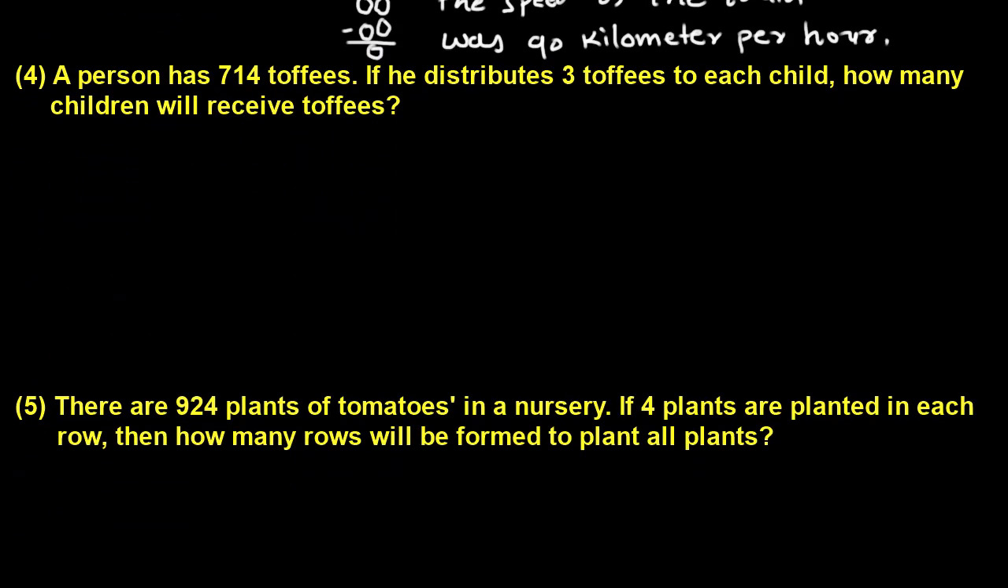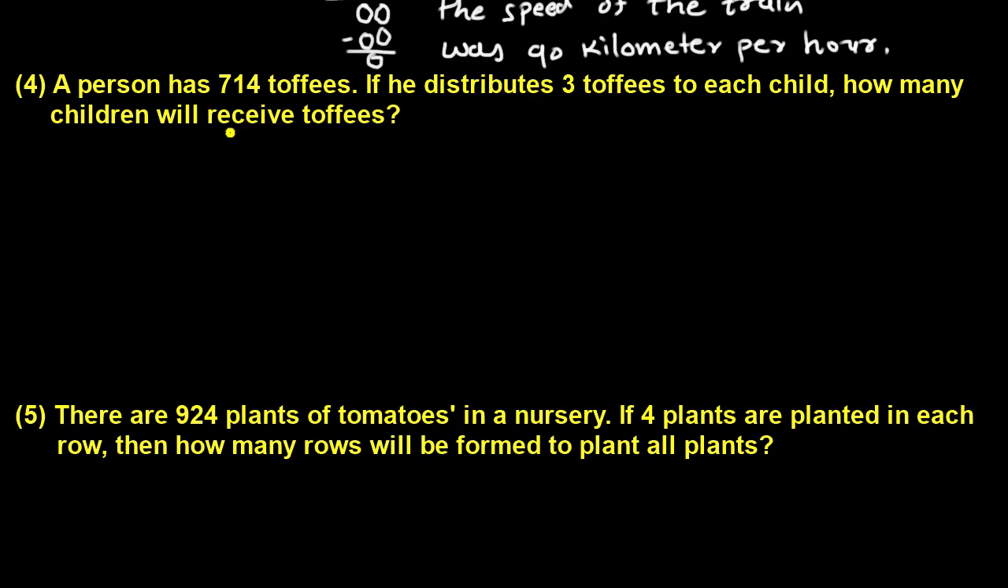Next question. A person has 714 toffees. If he distributes 3 toffees to each child, so we want to distribute 714 toffees among some children, and the person wants to give 3 toffees to each child, and we want to find the number of children. Again, for that we have to do the division.